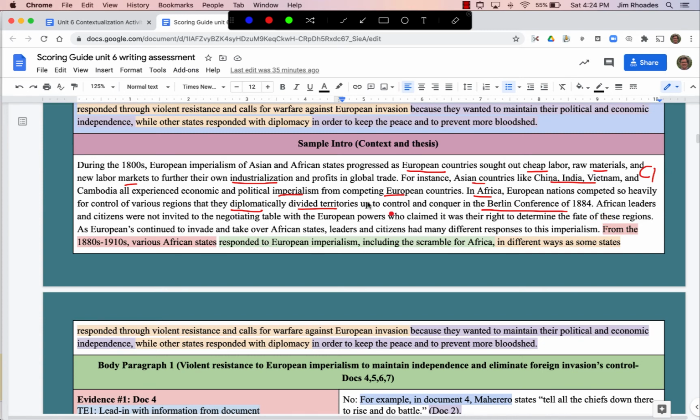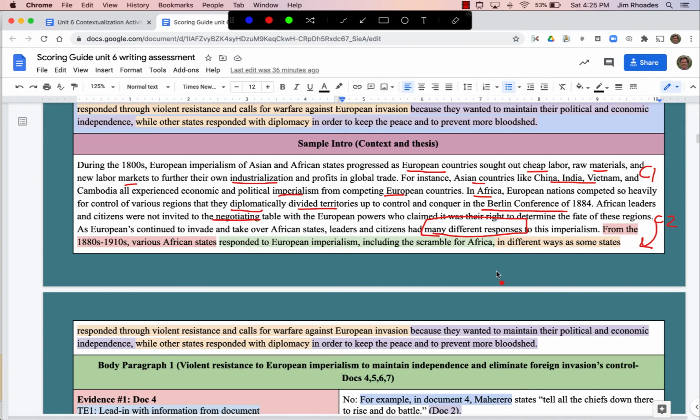And then I have my transition. African leaders were not invited to the negotiating table. They claimed it was their right. And as they continued to invade, they had many different responses. And again, that's my C2, and that's setting up my thesis, which I put right here. So I don't want to give the answer yet. That belongs in the thesis.